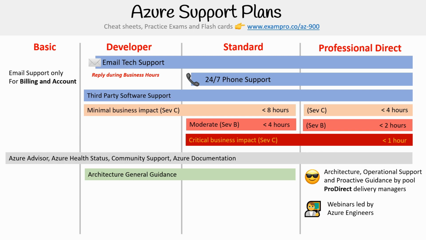So just going through all the support plans here for the pricing. So Basic is free, and when you sign up, if you don't choose the plan, you are using Basic. And then for Developer, it's $29 per month USD. For Standard, it's $100 USD per month. And for Professional Direct, it's $1,000 USD per month. So there you go. That is the Azure support plans.